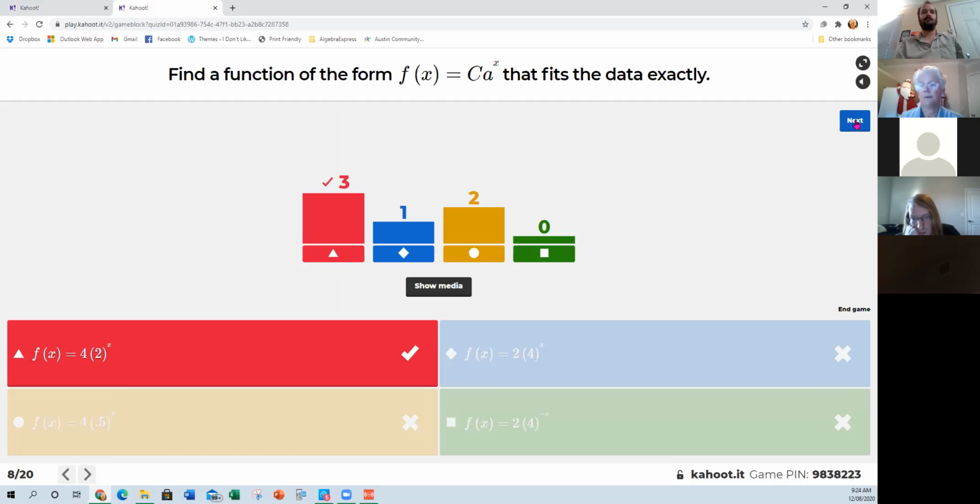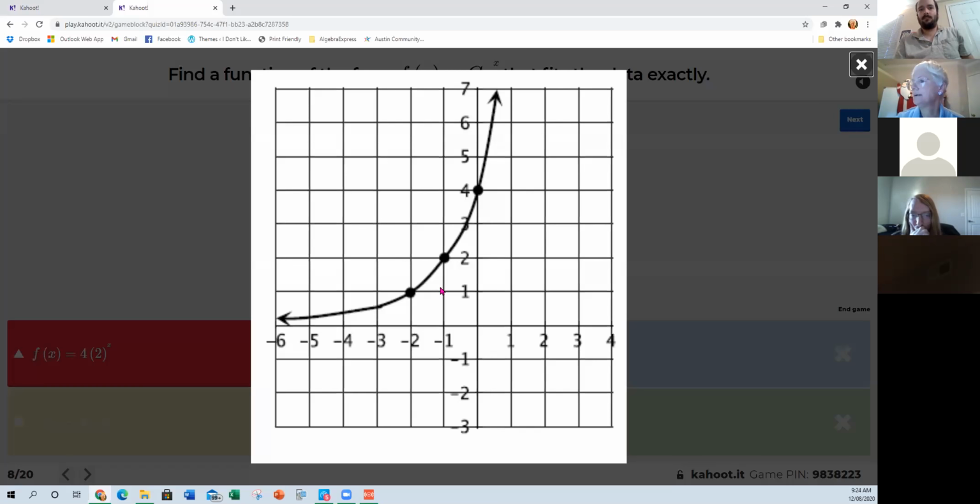Okay. So I think sometimes it helps to actually name the points on the graph. And this graph is going upward. So I know that my A is going to be a number that's bigger than 1, not fractional. If it was going down, it would turn out to be like 1/2 or something like that.